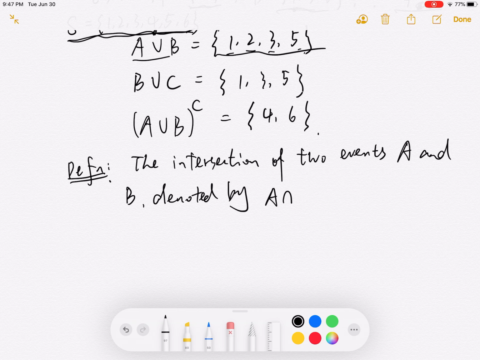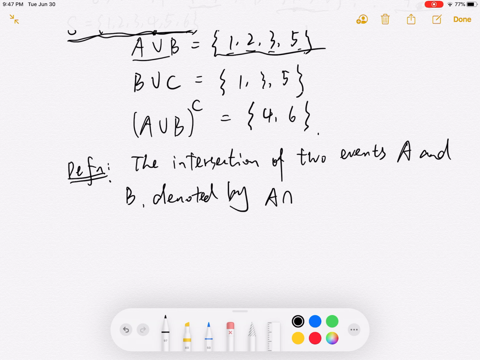Now, once we know those 3 events, first of all, let's see what is A union B. So based on the definition given above here, if we want to find A union B, we just need to combine the elements in A and B. So it's going to be 1, 2, 3, and 5. Now we can tell this 2 is coming from the event A, and the 1, 3, 5 are coming from the event B.